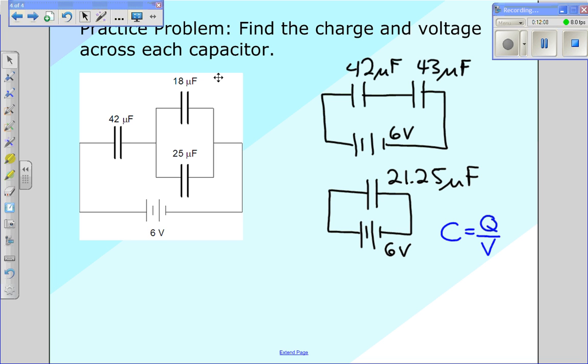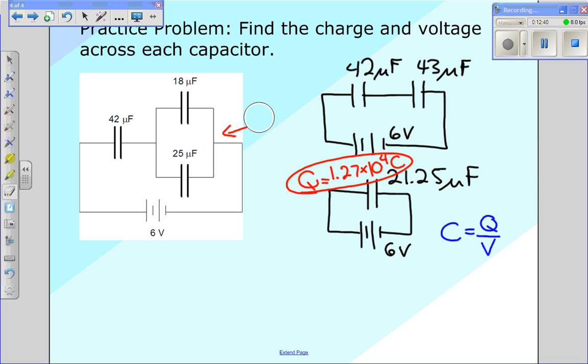So if we see here, we have a charge that is built up that ends up being 1.27 times 10 to the negative 4th coulombs. Now all I'm simply going to do is back my way through the circuit until I get to the original circuit here.